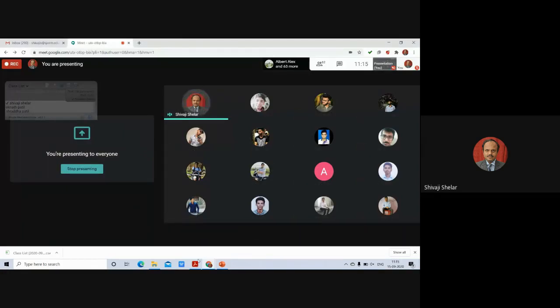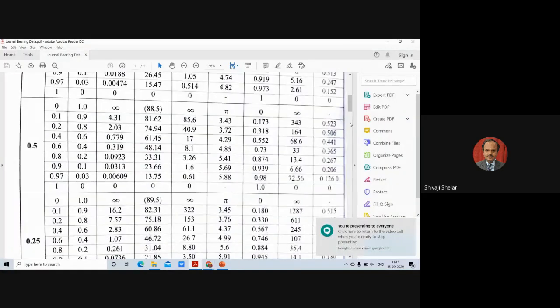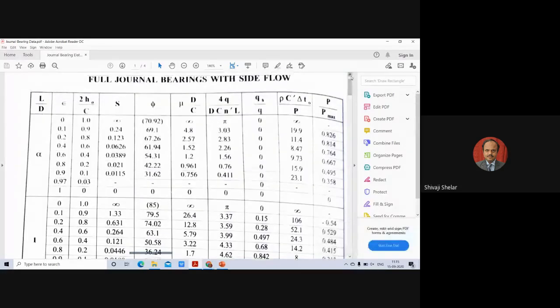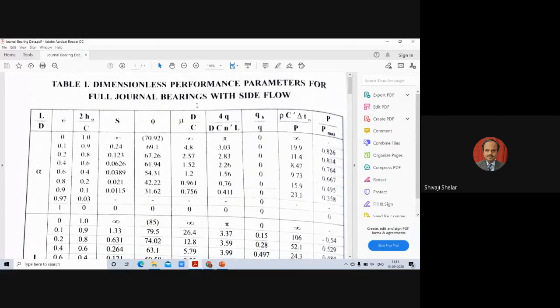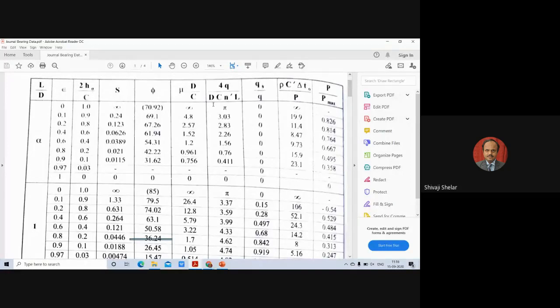So let's start again, I think you have missed some points, so I'll repeat those points here. We are going to look for the dimensionless parameters for full journal bearing, that is 360 degree with side flow. For our problem, we have L by D equal to 1, so the data related to L by D equal to 1 is in this row. Then we have the epsilon value, the eccentricity ratio, which in our problem is 0.75, but the table values are available for 0.6 and 0.8. Now we require data for the coefficient of friction variable. The coefficient of friction variable is this column, that is mu into D by C.